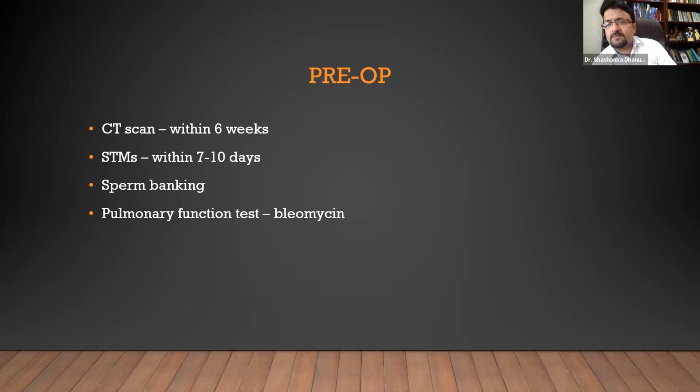Number 3, sperm banking, always in a situation like our second case, where the 45-year-old gentleman was having bilateral tumors. So if you're doing a bilateral orchiectomy, and as Dr. Naik had also told, most of these patients are already azoospermic or oligozoospermic. So the consideration of sperm cryobanking should be discussed with the patient in advance, as long as the patient is of childbearing age. And a pulmonary function test, for the adverse effects of bleomycin.